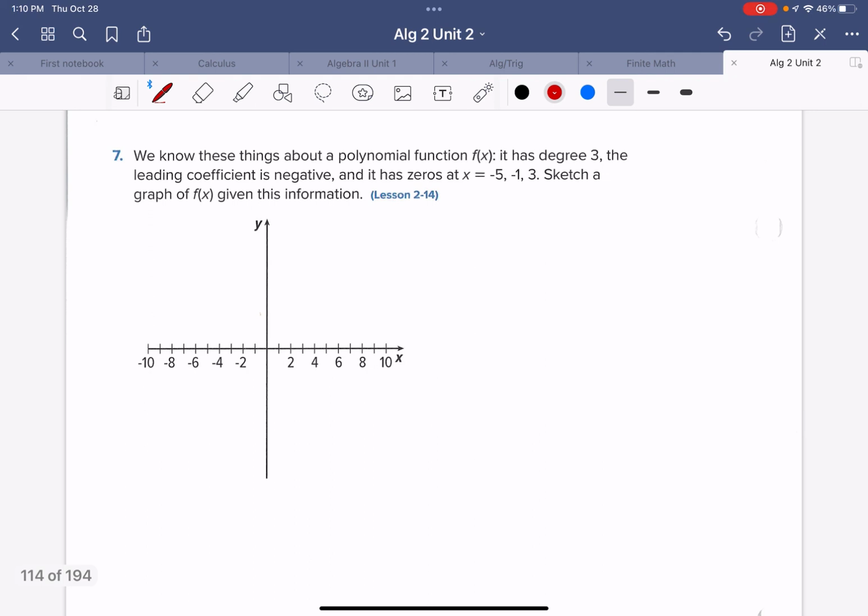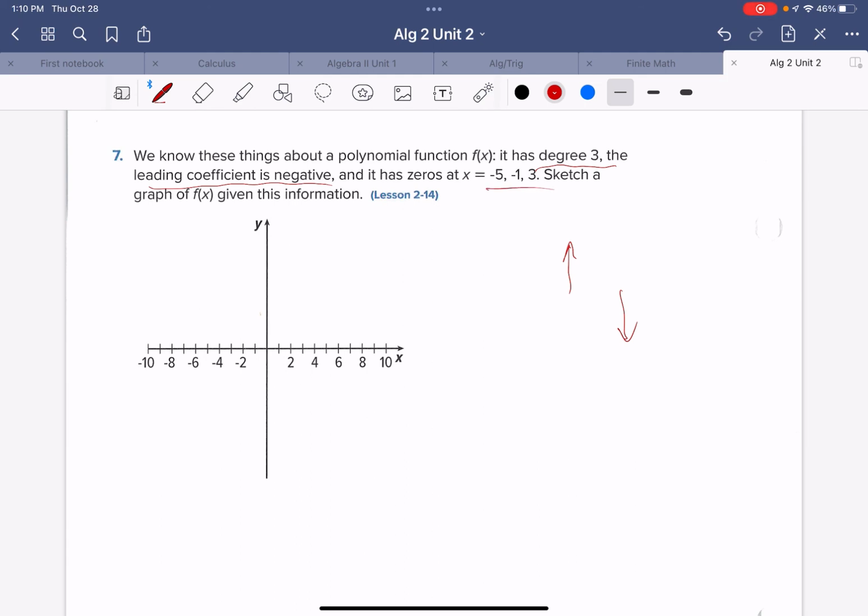Here it's where you describe it. The degree is 3 and the leading coefficient's negative. Negative and odd. Negative and odd means it's up on the left, down on the right.